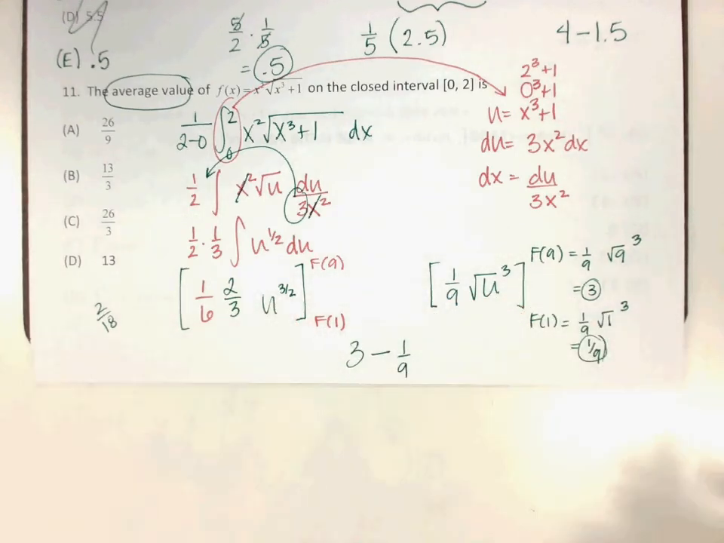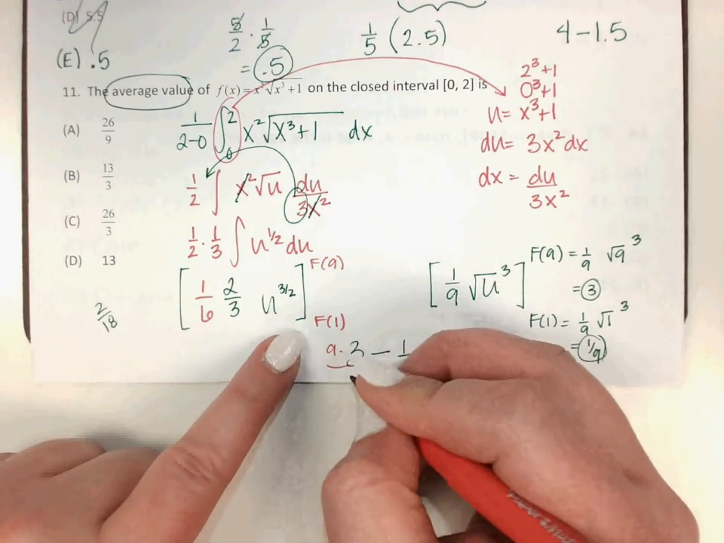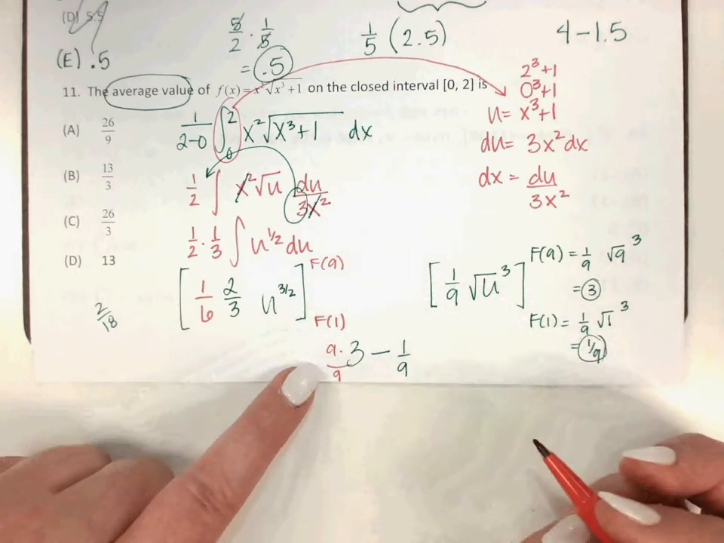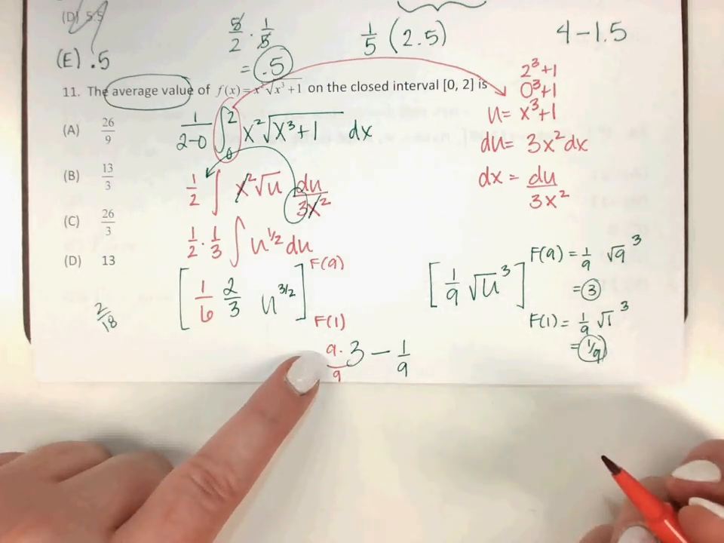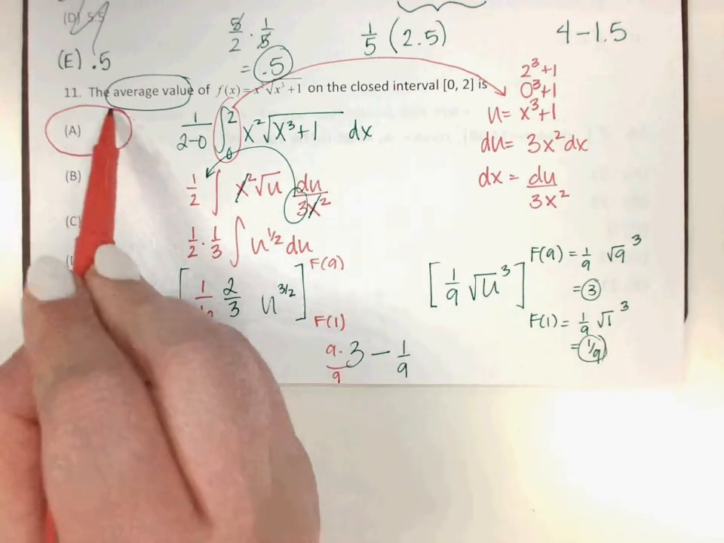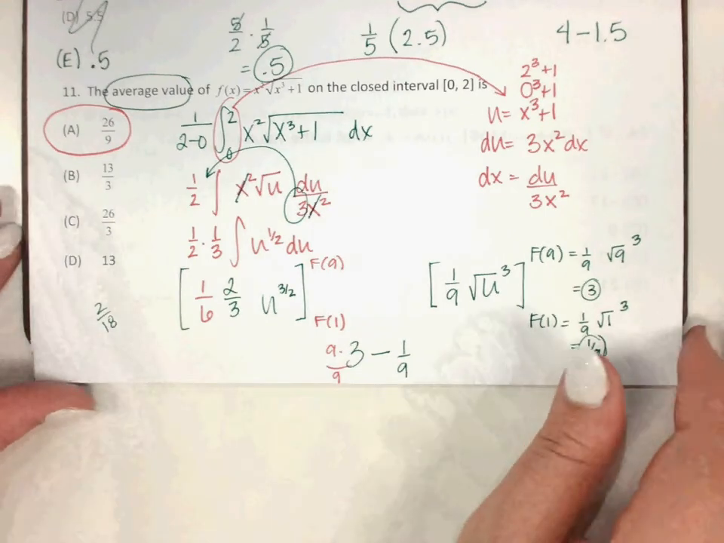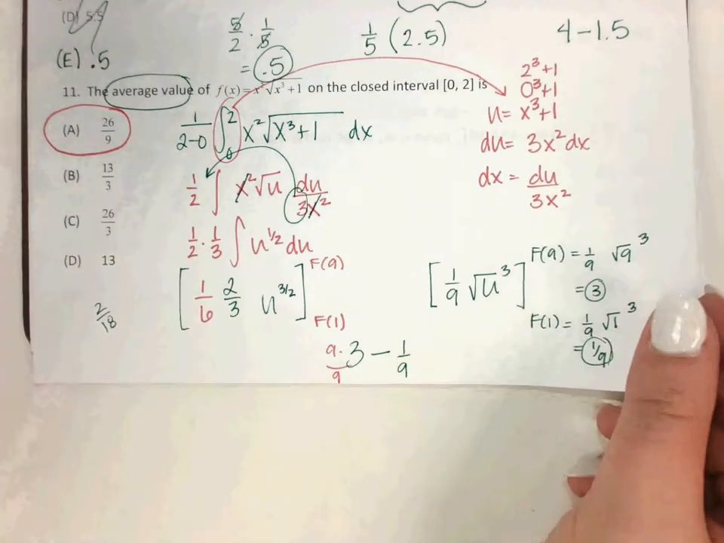But nobody likes that. We've got to get a common denominator. 3 needs to be multiplied top and bottom so that they match. 9 times 3 is 27 ninths. Minus 1/9 is 26 ninths. Got it? Feeling better about this? Okay. Turn the page.